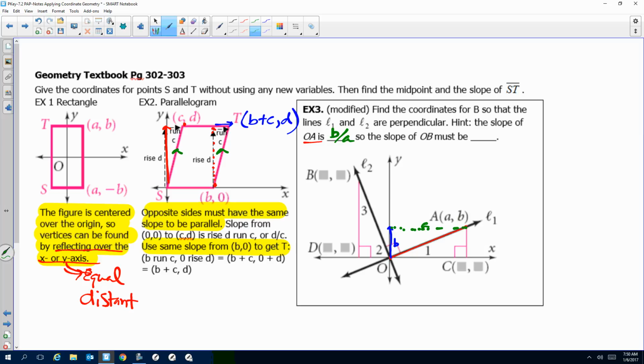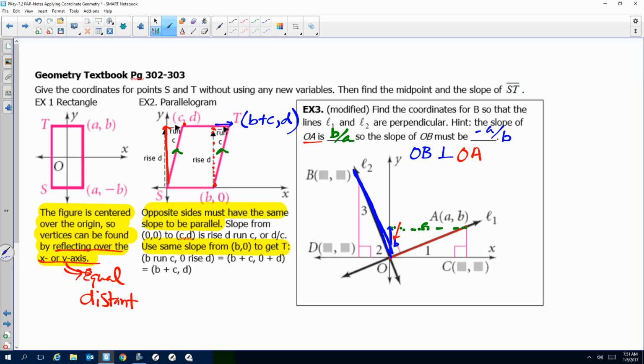Now, they want us to find the slope of OB. If I did not have coordinates there, I could determine the slope by recognizing right here it's perpendicular. So I know that this segment, OB, is perpendicular to OA. That means it would have an opposite reciprocal. So I would just take the slope of OA, flip it, and change the sign. So the flip and the change would be negative A over B.